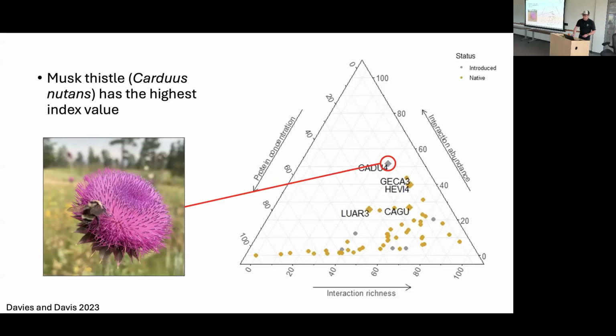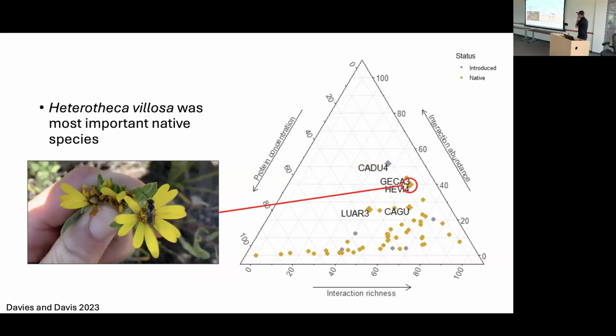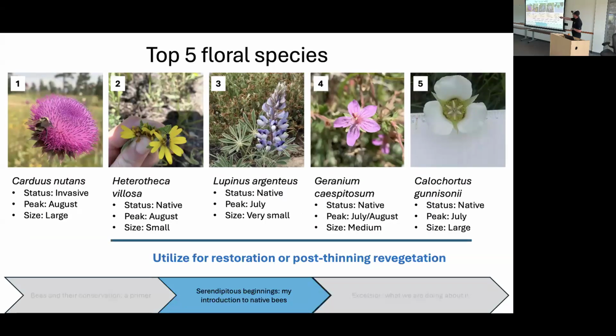Bees love them. Luckily, there are some other players we can think about, like Heterotheca villosa. I think false hairy golden aster was number 2, is a really, really good bee plant as well. In fact, our top 5 species were bees' favorites. So musk thistle is the best plant for native bees in this area. But Heterotheca villosa, silver lupine, geranium, and Calochortus were all native species that also scored very high in this index and span a range of bloom periods, phenologies, and colorations.